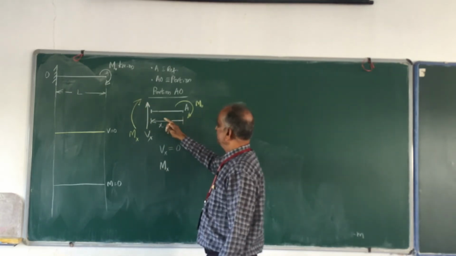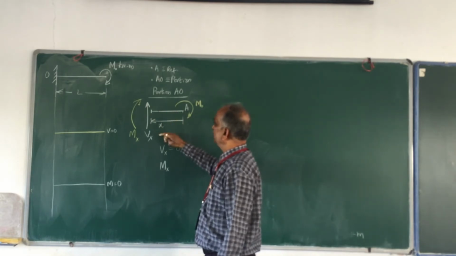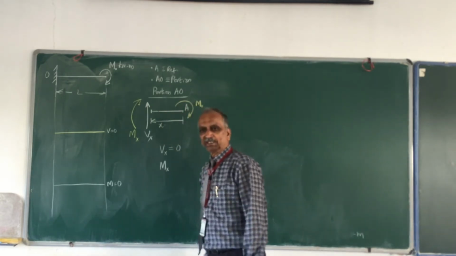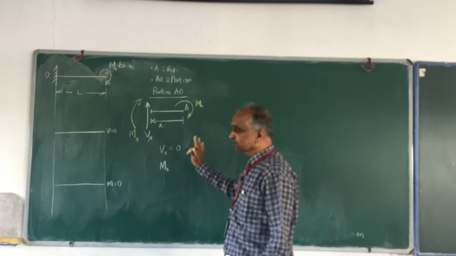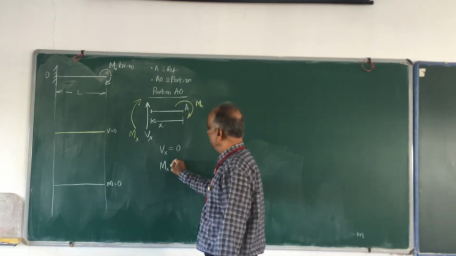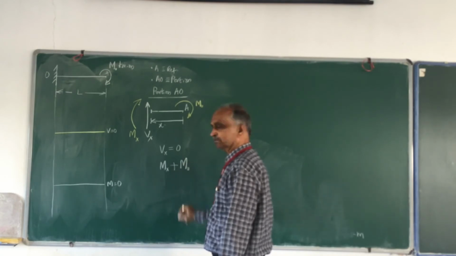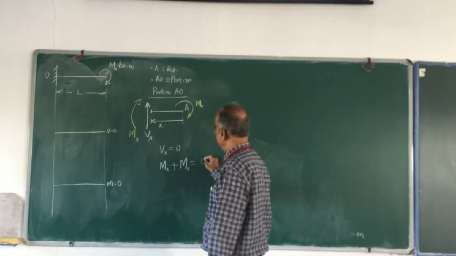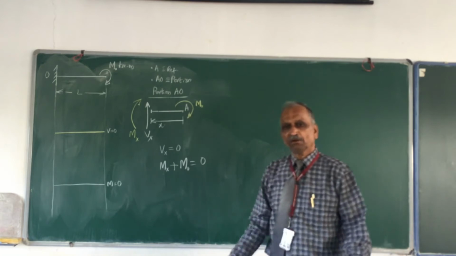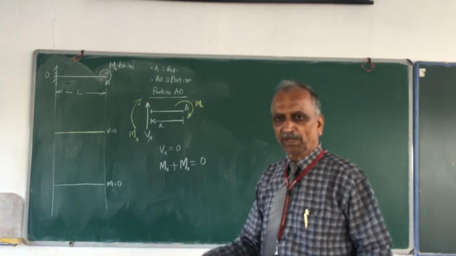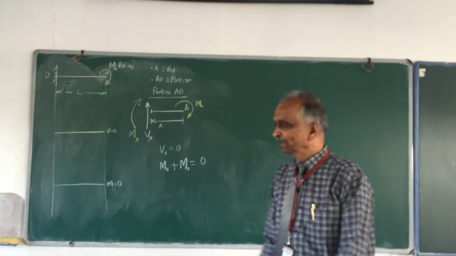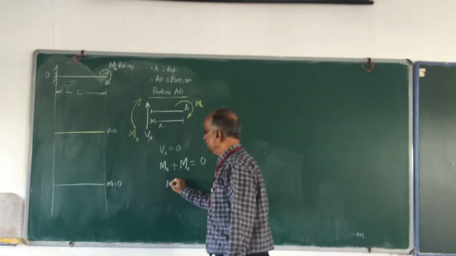Okay, fine. Then this Vx will not produce any moment, then you have one more moment, M0. So M0 is also clockwise. Therefore, it is plus. Plus M0 is equal to how much? This is equal to 0, because the sum of all the moments also must be 0. That is part of the equilibrium condition. Okay, so get the expression for Mx.